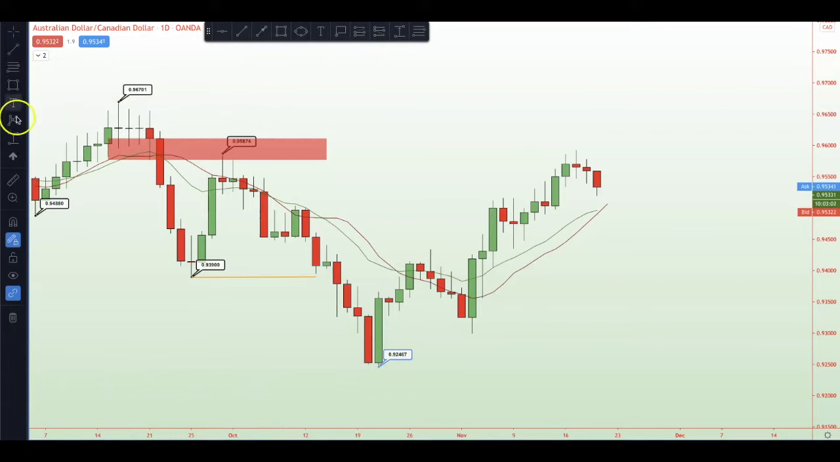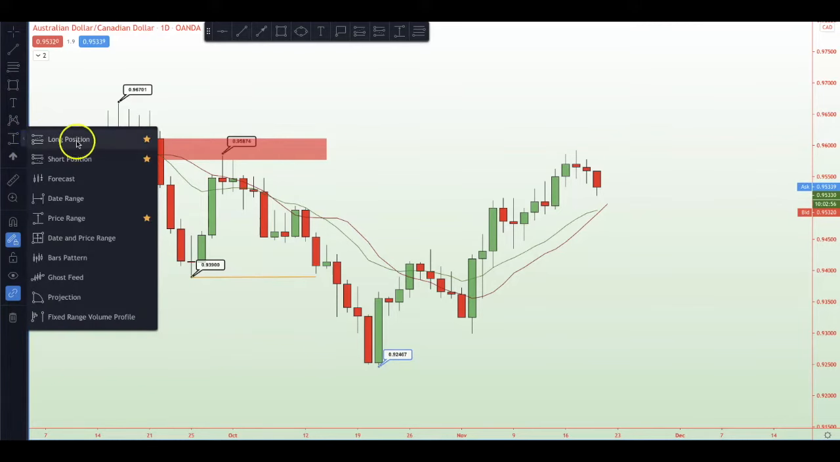If you go over here to the left hand side, there are a lot of icons. What I want you to do is go to the icon that has the long position tool. It should be from the crosshair, 1, 2, 3, 4, 5, 6 icons down, and you should see long position, short position. What I'd like you to do is click a star. There should be a little star when you go to the rest of the icons. Just click on the star next to long position and short position.